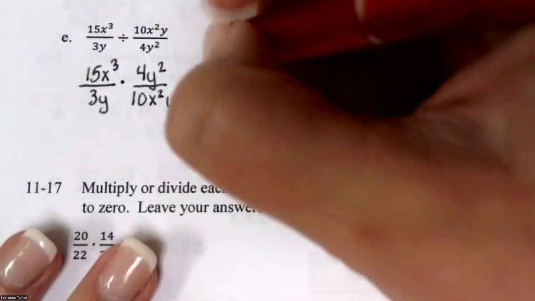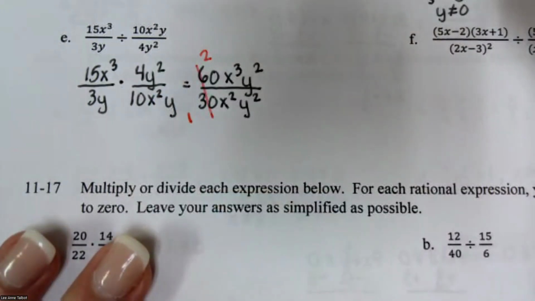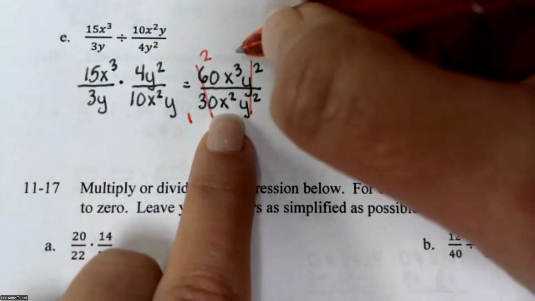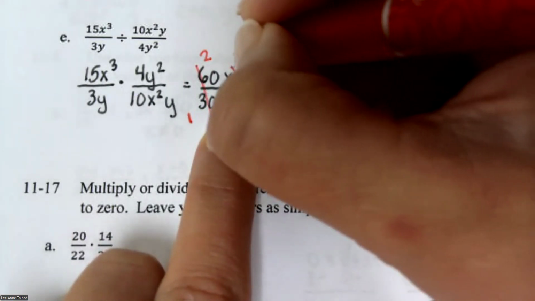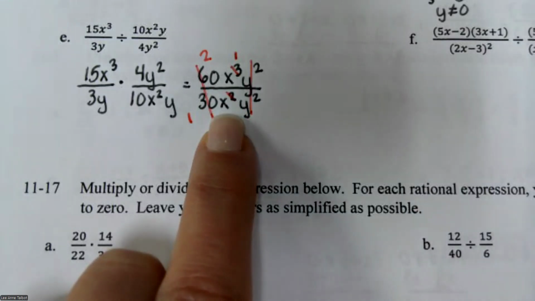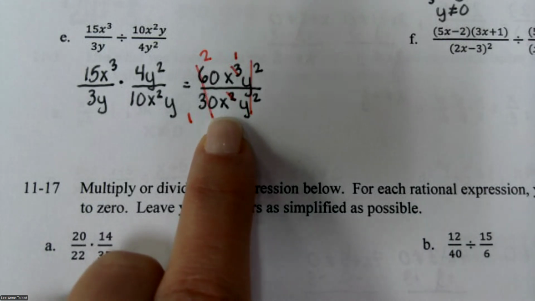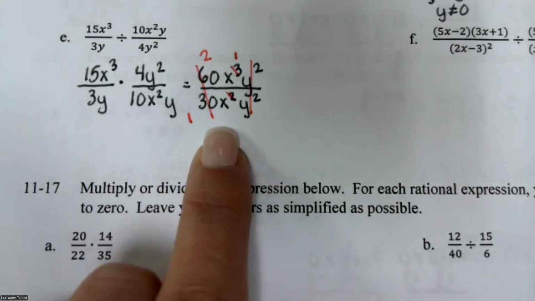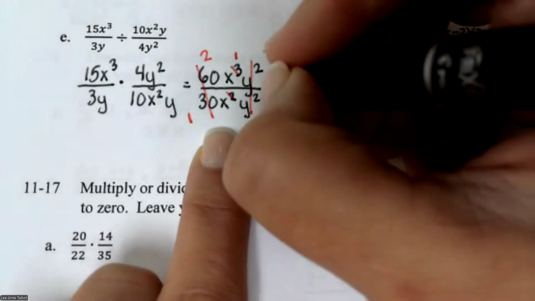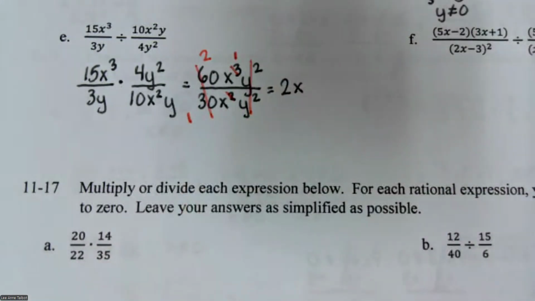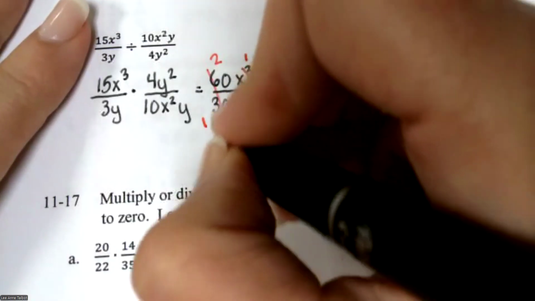Okay, so this would be 2 and 1. This would go away. And this would take away all of those and leave one left over. You see what I mean? It's just 2x. A lot of canceling.